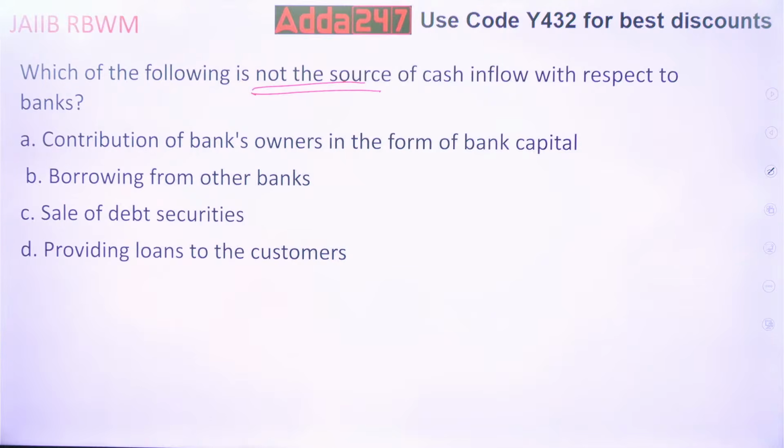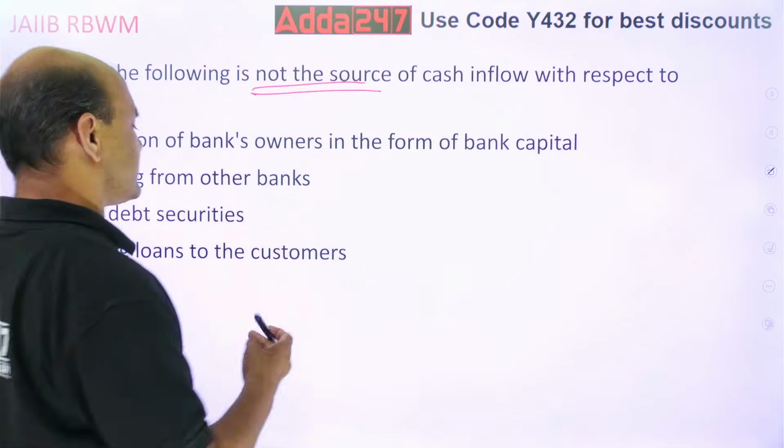D is the answer. Why? Because loans is not a source of cash inflow. Loans is a source of cash outflow. By loans, you give money to others. So not a source. You want not a source. Pay attention. Not a source is providing loans.